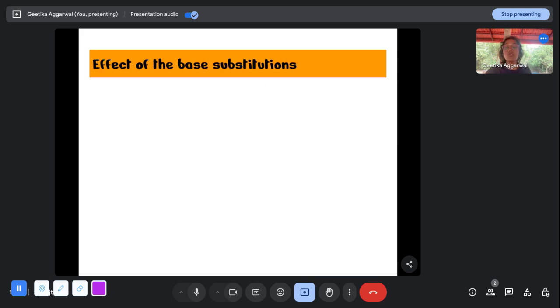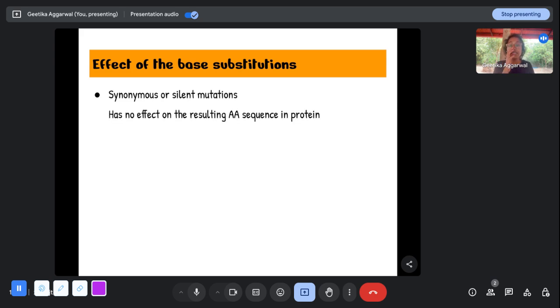Yeah. So coming to the effect of these base substitutions. We talked about how base substitutions can happen, they can be transitions, they can be transversions. So what is the outcome? What happens if these base substitutions occur? One outcome can be a synonymous or silent mutation. Since we are calling it silent, these synonymous or silent mutations have no effect on the resulting amino acid sequence of the protein.